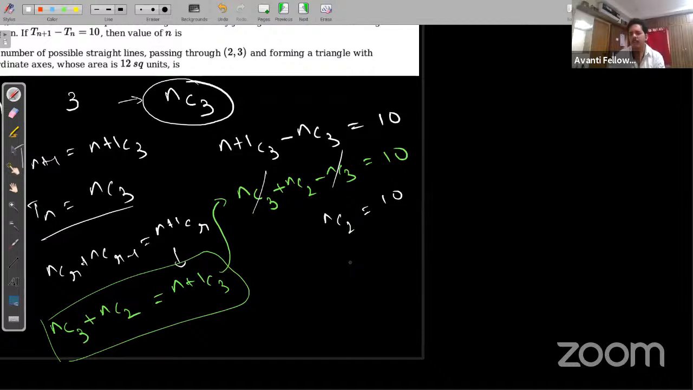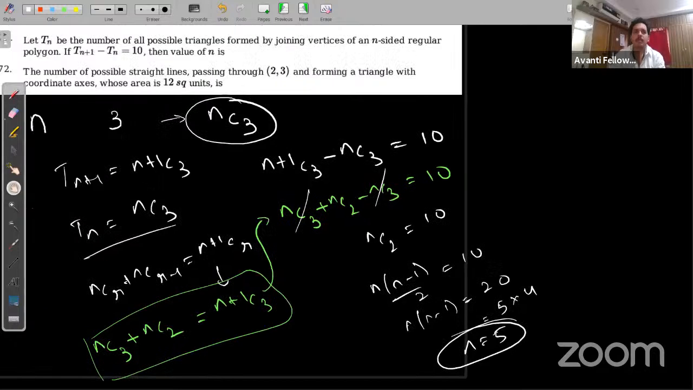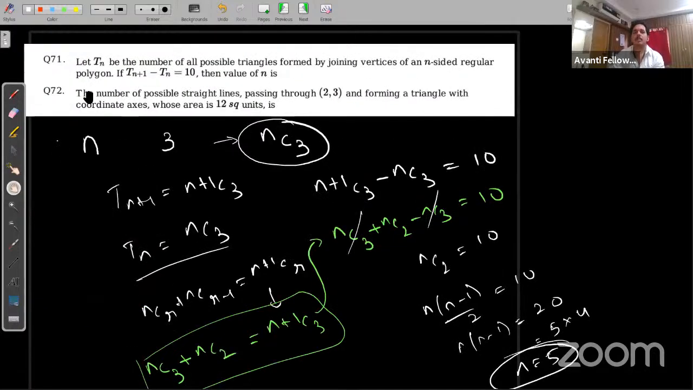So what is n, guys? It is obvious. n into (n minus 1) by 2 is equal to 10. n into (n minus 1) is equal to 20. You can just write it as 5 into 4 simply. So n is equal to 5. Okay. So for satisfying the equation Tn plus 1 minus Tn equal to 10, our n has to be equal to 5. Okay. So that's your answer, 71.